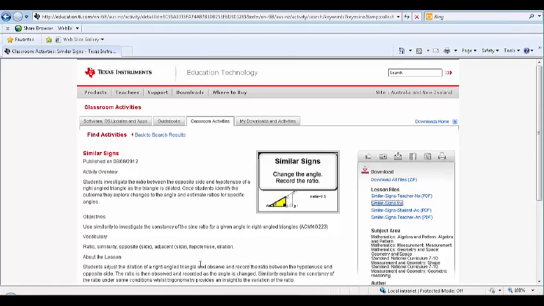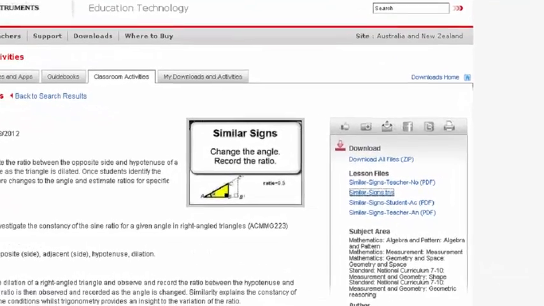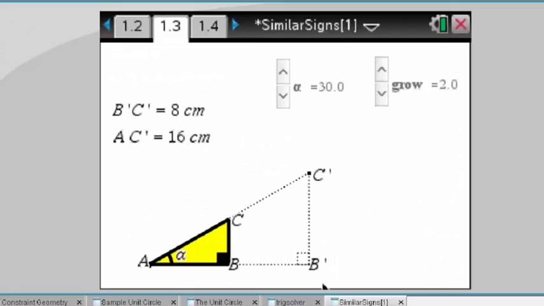So this activity can be downloaded from our website. It's called Similar Signs. There's another one for cosine, and we're going to have a look at that activity, and then Russell's got some material that he's going to share as well. Now this one's been altered slightly since I first started teaching it this way, to address specifically the national curriculum.